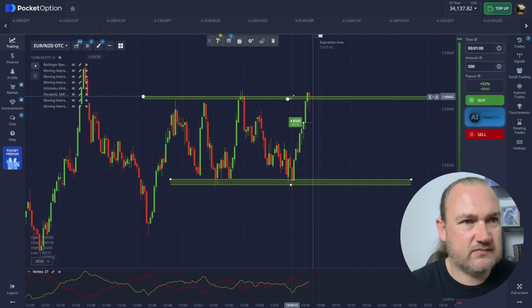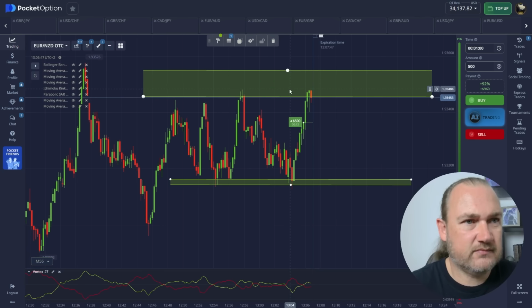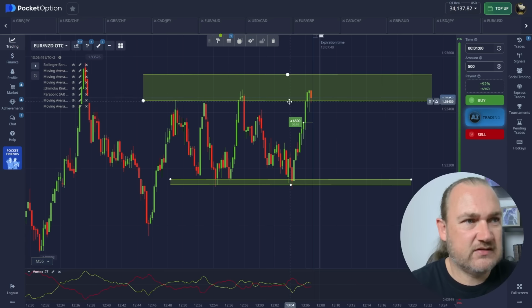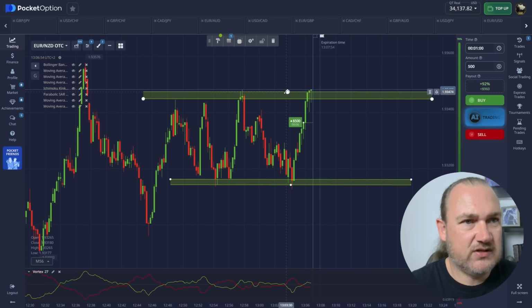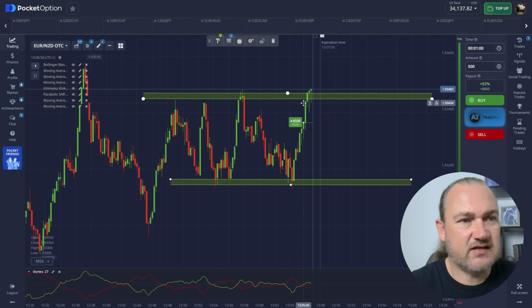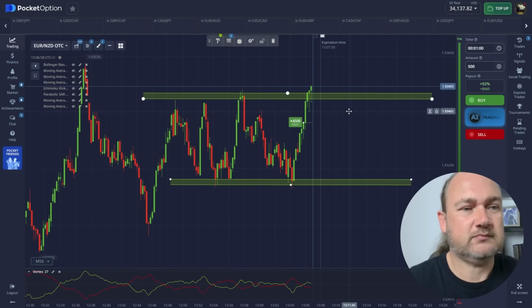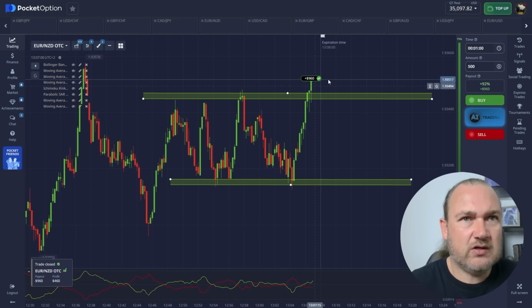Let's do this, move this up a little bit. Move this down a little bit like this. And we can see that we did indeed test this area. Now it's breaking through. Okay, good entry.